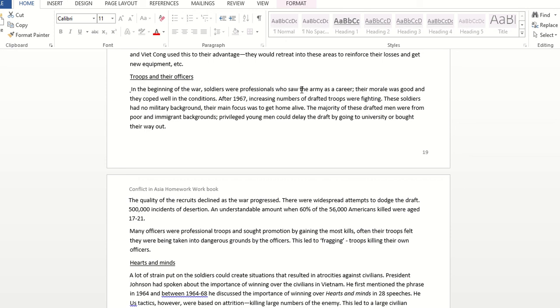But this affected the quality of the troops that were fighting. And actually, many were inexperienced and disliked being there. And it's no surprise. Of the 56,000 Americans that were killed, 60% of them were between the ages of 17 and 21. And some troops took to even killing their own officers to avoid fighting.